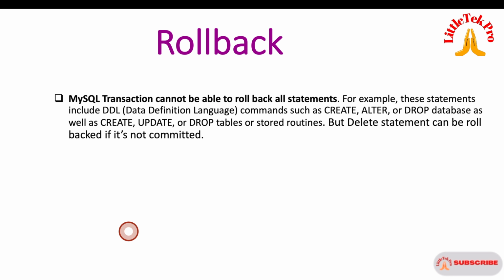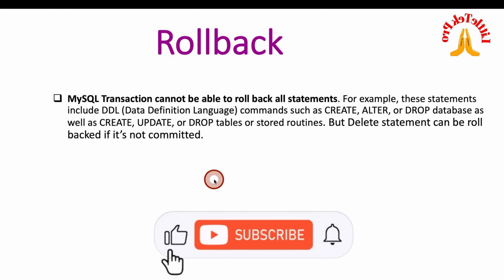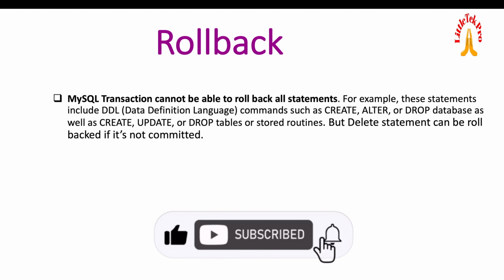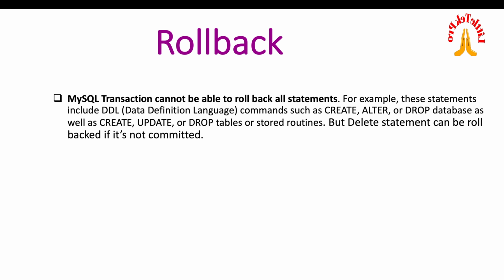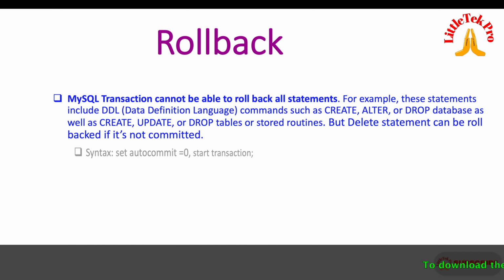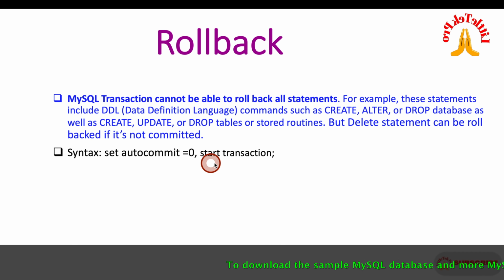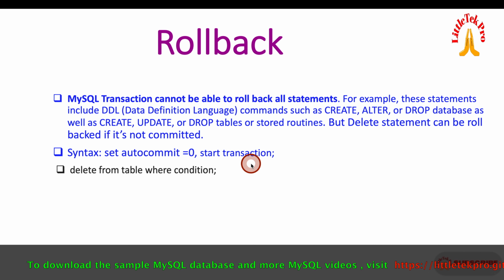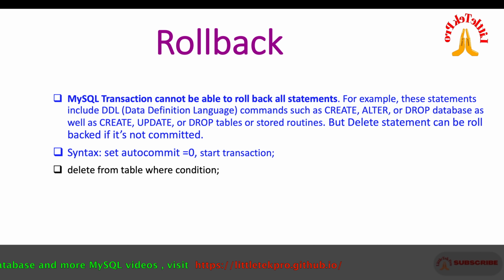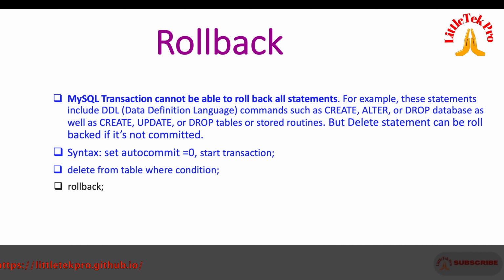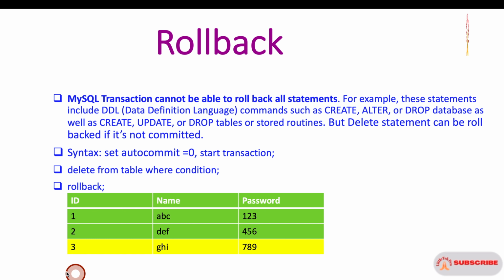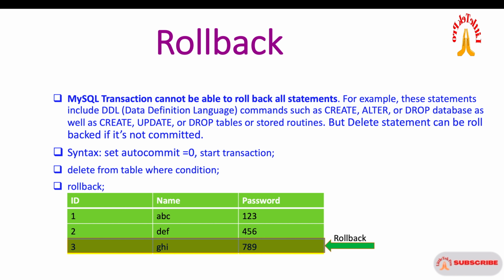Once it's deleted, how will we roll back? Rollback is applicable only to the delete statement. It's not applicable to create, alter and drop. Once you delete, if it's not committed, then we can roll back. The syntax would be autocommit, then start transaction, then delete whatever you want from the table, then you can do the rollback. Now think about this ID 3 has been deleted, then I roll back. After the rollback, what will happen?